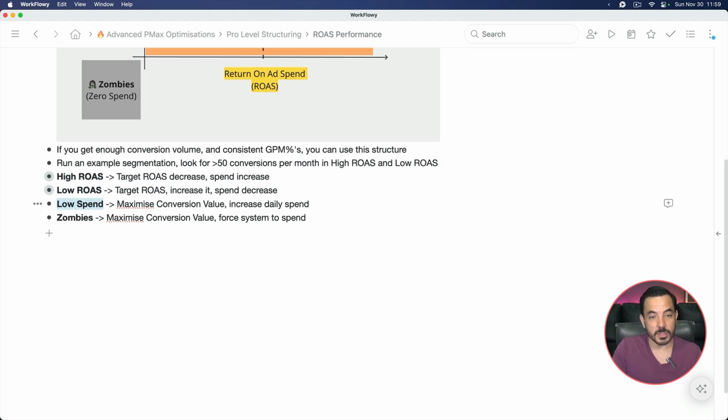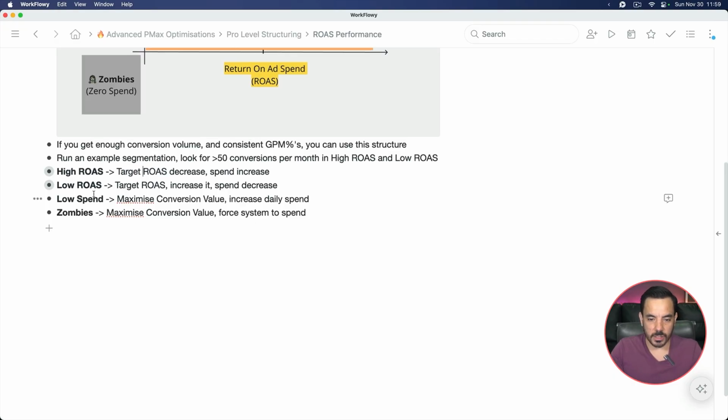So you have a low spend campaign and a zombies campaign, and the goal here is to not run a target ROAS. Your low ROAS and high ROAS campaigns run a target ROAS, and the target ROAS you set depends on the average ROAS they were getting previously. With low spend and zombies, though, you're going to run maximize conversion value as your bid strategy. Don't implement a target ROAS, and the same goes for your zombies.